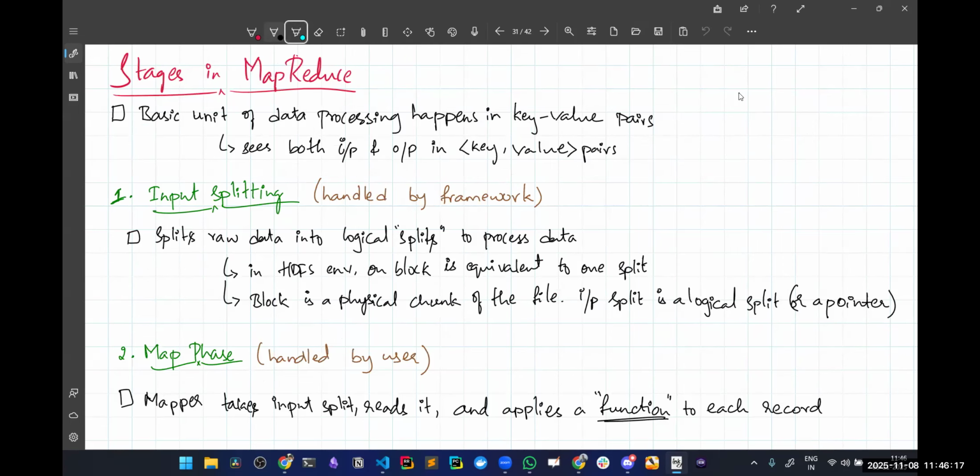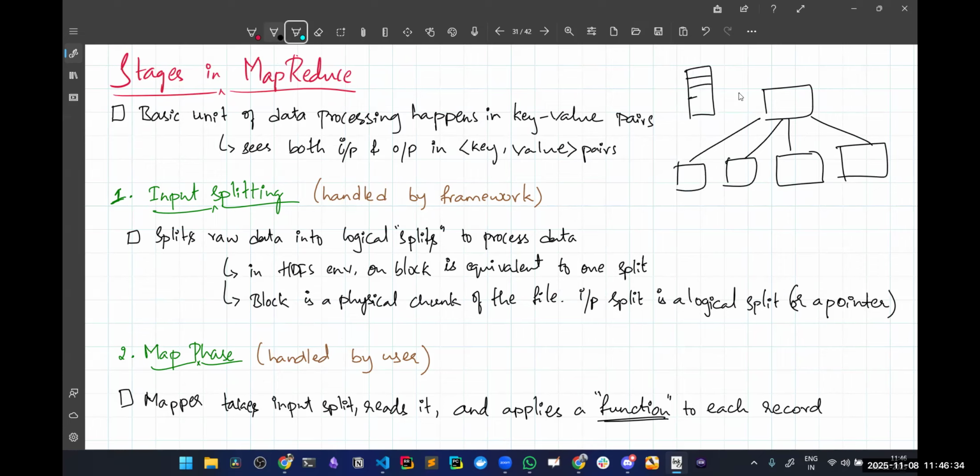Now the general flow. Suppose you have our trusted old Hadoop cluster, and this is a 4 node cluster. Suppose you have some input here. This is your input file. What happens when your client with your MapReduce wants to read this data and process it? This is an input text file that contains a lot of data.